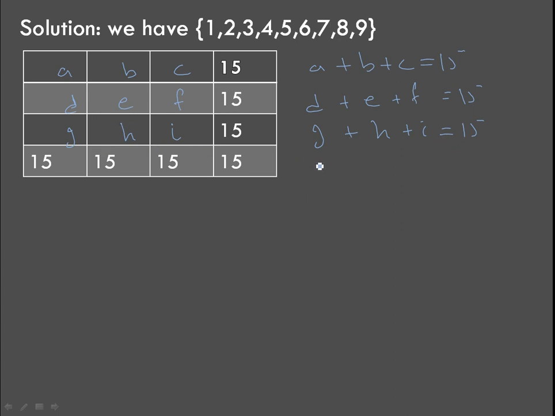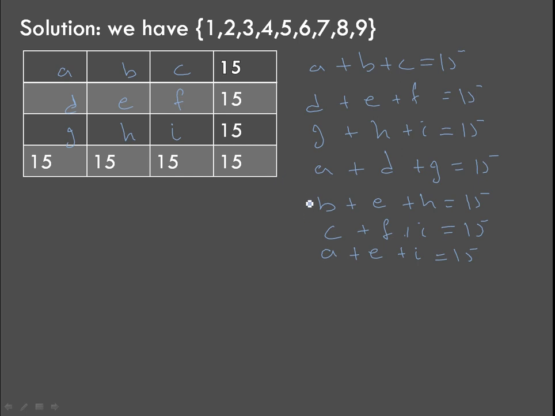Now all columns. Columns A plus D plus G equals 15, B plus E plus H should be 15, and C plus F plus I should be 15. Now we have 9 unknowns, but the equations are 6. So one more equation, that is the diagonal entries: A plus E plus I equals 15. Now if no number is repeated, it means they all are different.